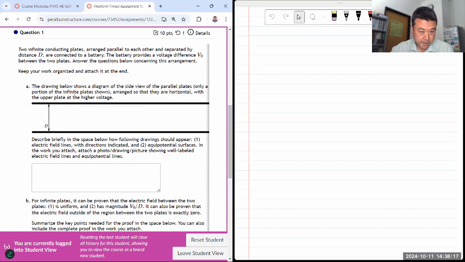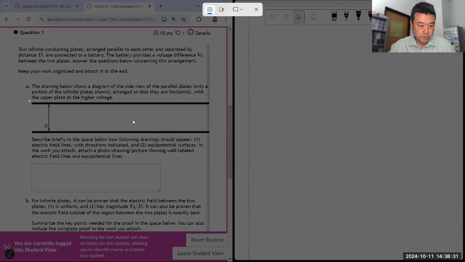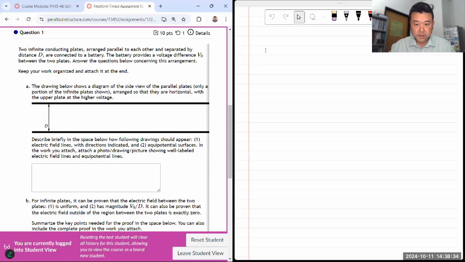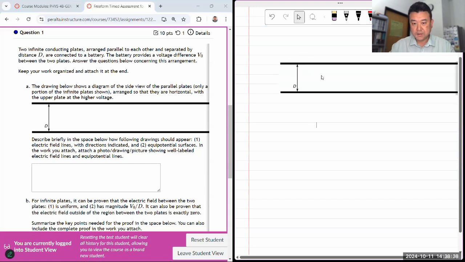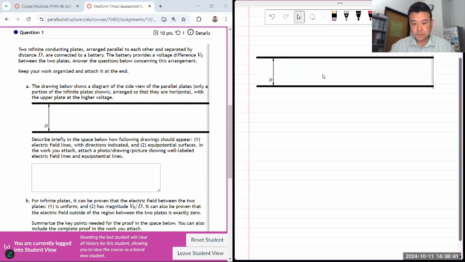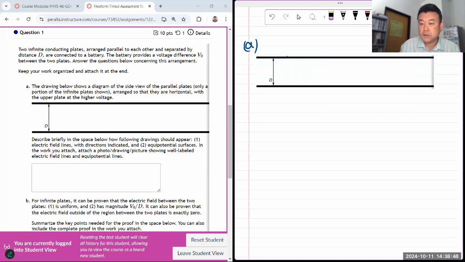Two infinite conducting plates arranged parallel to each other, separated by distance d, are connected to a battery. Okay, the battery provides a voltage difference V. So let me do this. I'm gonna just paste this into the OneNote so that I can draw on top of this. Yeah, I think that's gonna be fine. Linked together, oh, that could be good. Let's see if they are.